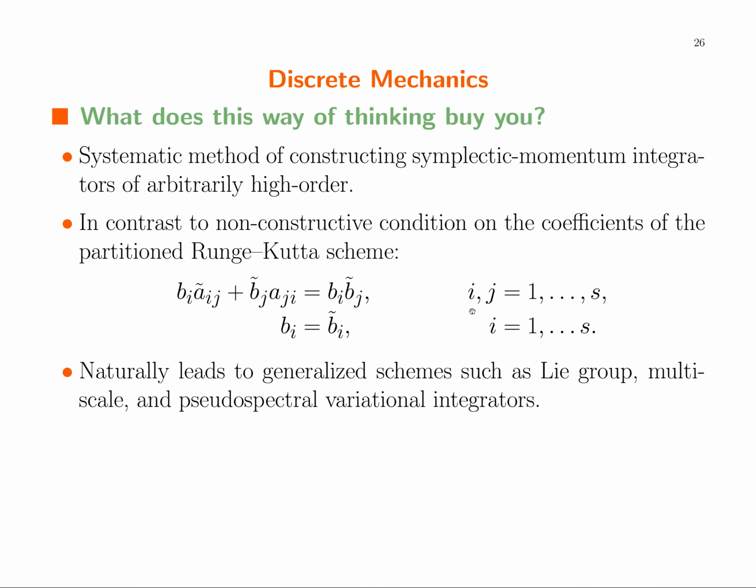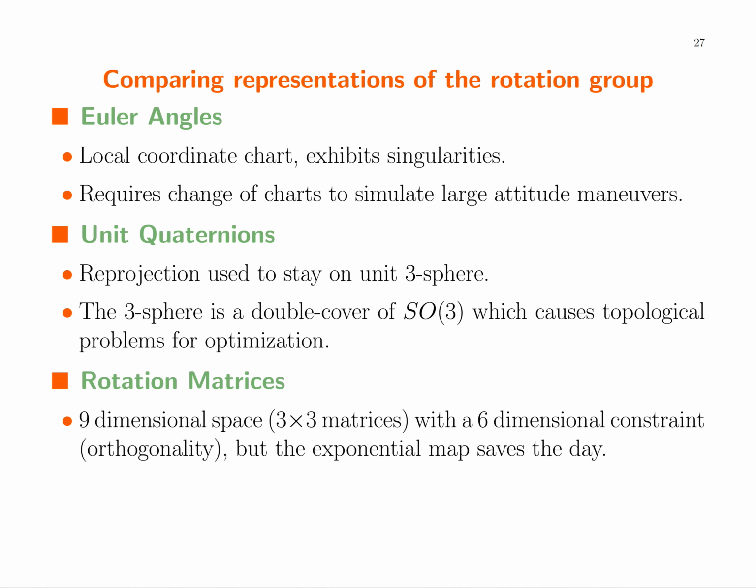So this is in contrast to the more systematic tools which we'll be developing in the context of variational integrators. In any case, this generalized approach, which we will show, leads to a bunch of generalizations, including what happens if the configuration space is a Lie group. You can look at what happens when you have multiple timescales, and you can also look at what happens if you construct spectral type discretizations. Okay. All right. So let's look at the case for the rotation group, because that's an important class of examples.